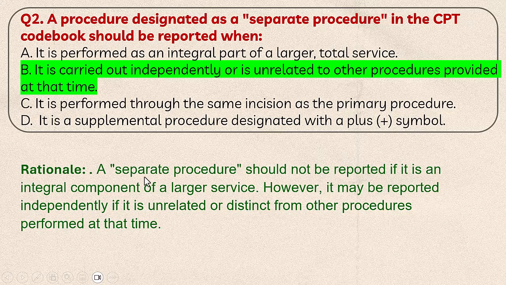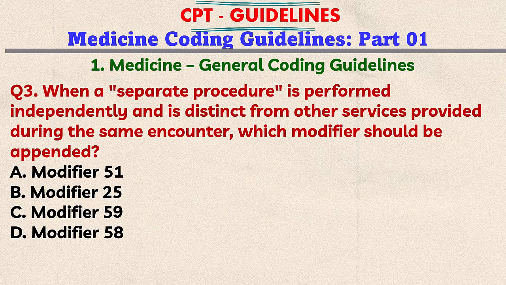The rationale: a separate procedure should not be reported if it is an integral component of a larger service. However, it may be reported independently if it is unrelated or distinct from other procedures performed at that time. Question number 3. When a separate procedure is performed independently and is distinct from other services provided during the same encounter, which modifier should be appended? A. Modifier 51, B. Modifier 25, C.